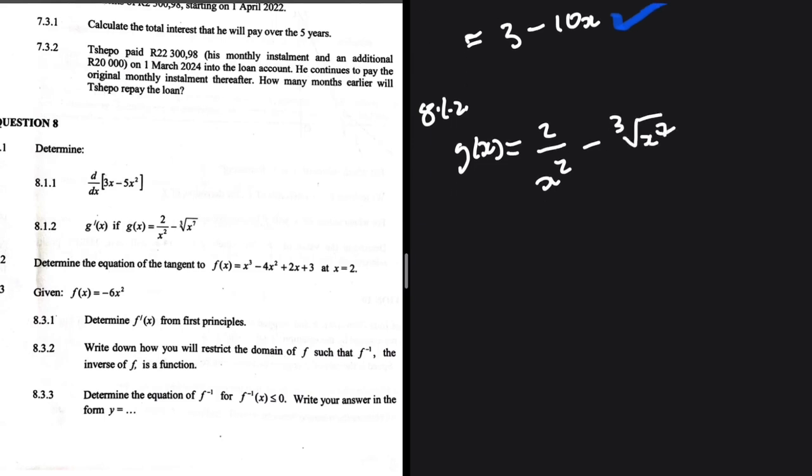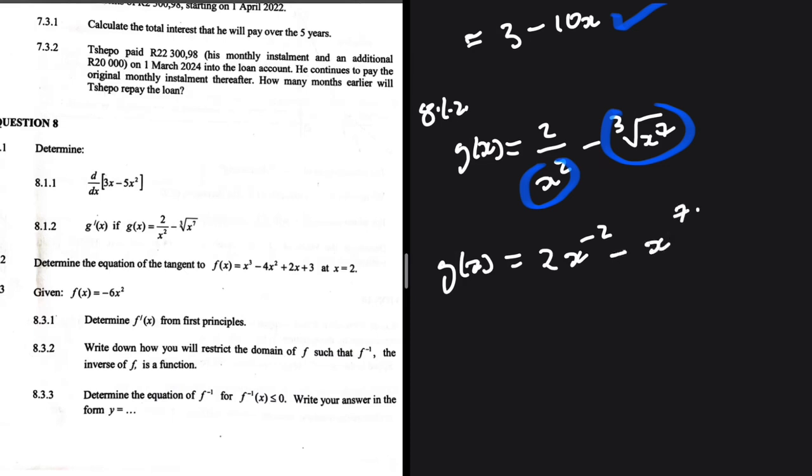So a few issues might arise here. We are not able to use the power rule when our function looks like that. So what do we do? We just rewrite it. We don't have to really complicate things. What do I mean by that? Let me show you. For the first part, g of x equals 2 multiplied by x to the minus 2. When you bring x squared to the numerator, the power changes sign. And then we're going to have minus x to the 7 over 3.